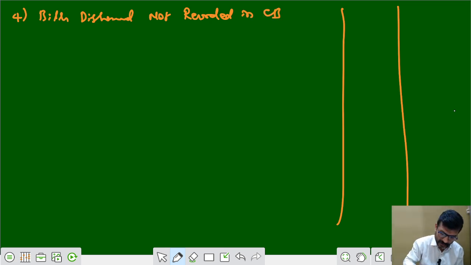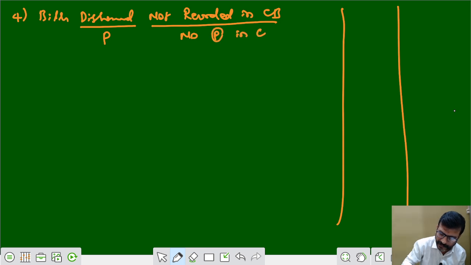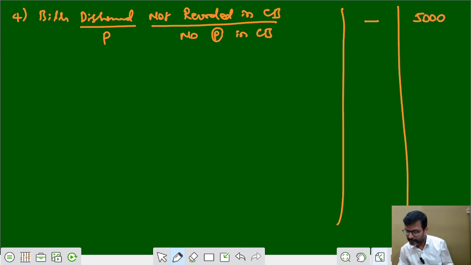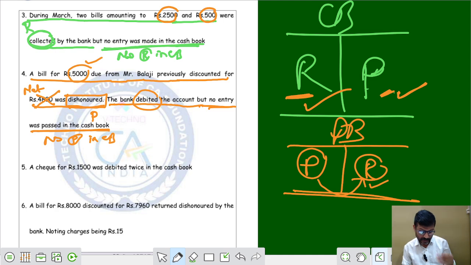Not recorded in cash book. Dishonored means payment. Not recorded in cash book means no payment in cash book, no credit in cash book. So we have to take it on the credit side. That is how much? 5000 rupees. Let me see the next concept.